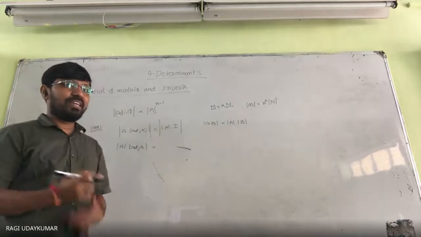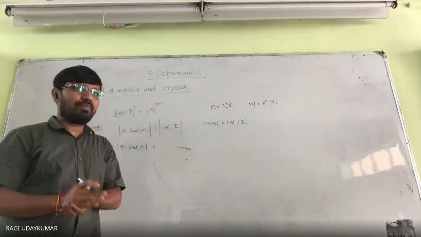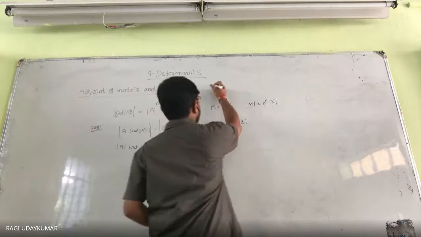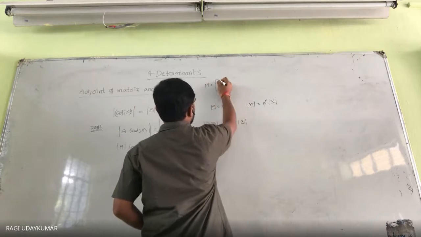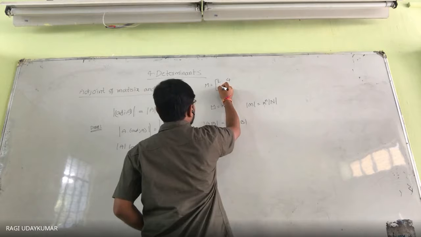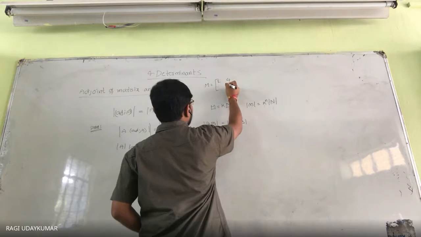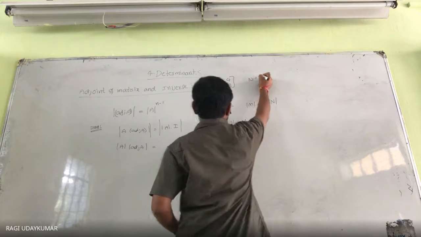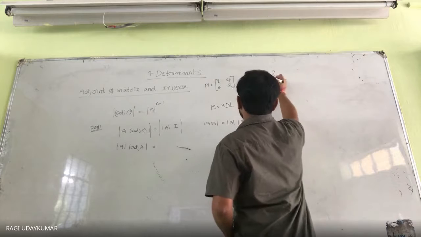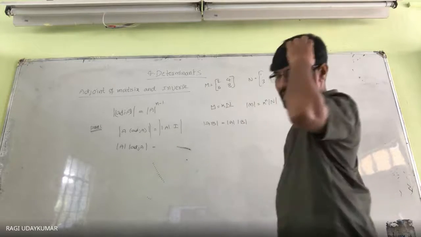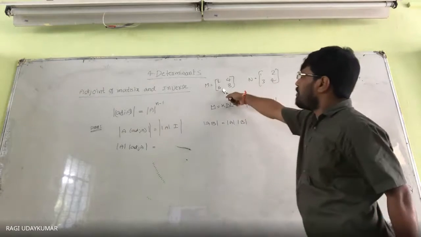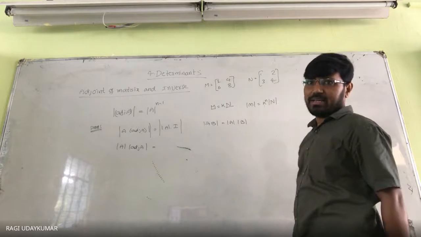Why K to the power of N? This also you have to keep in your mind. Suppose you are taking M as 2, 4, 6, 8, and N equals 1, 2, 3, 4. Let us consider: every number in 1, 2, 3, 4 multiplied by 2 gives M.